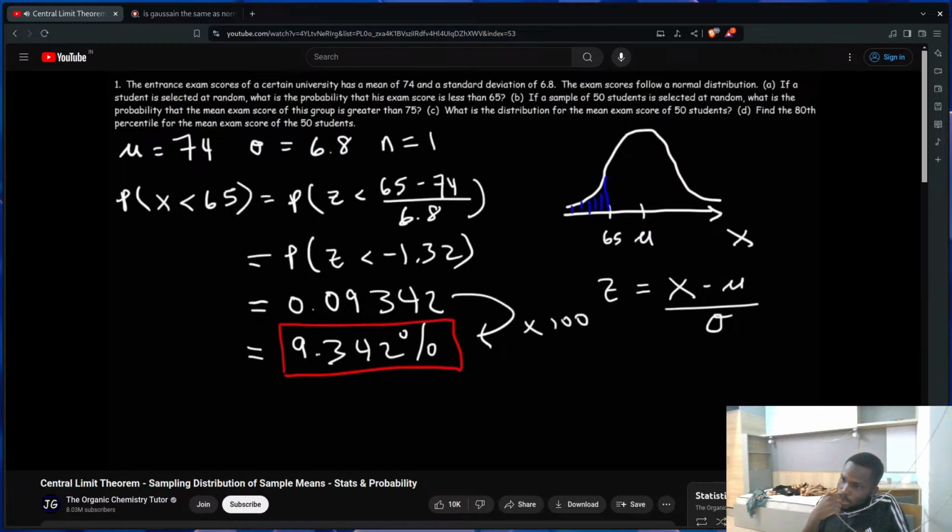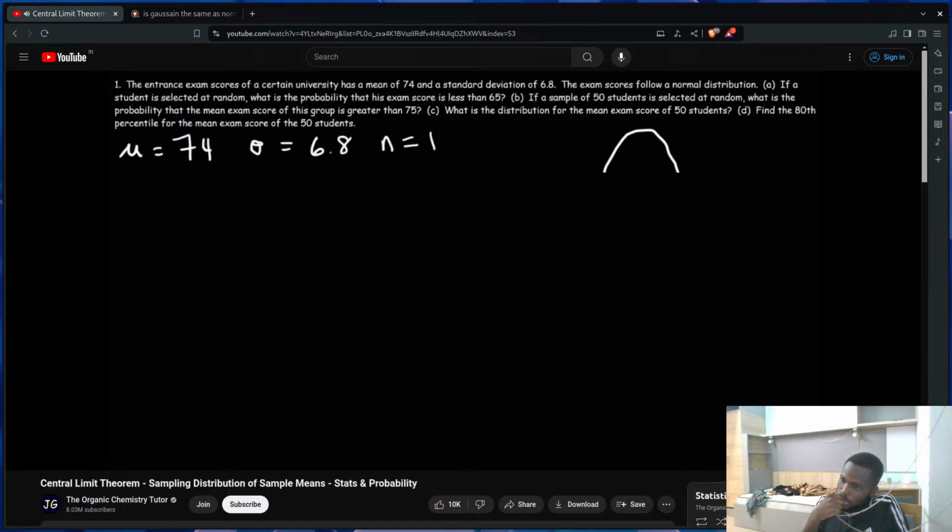Now let's move on to part B. By the way, for each of these problems, feel free to pause the video and try it yourself. If a sample of 50 students is selected at random, what is the probability that the mean exam score of this group is greater than 75? Go ahead and try it.